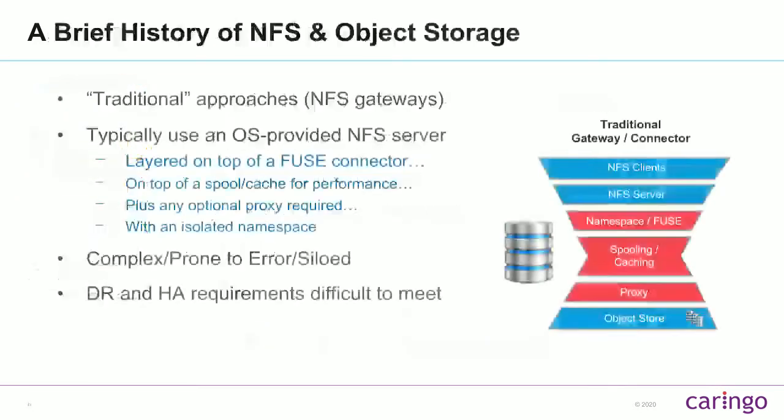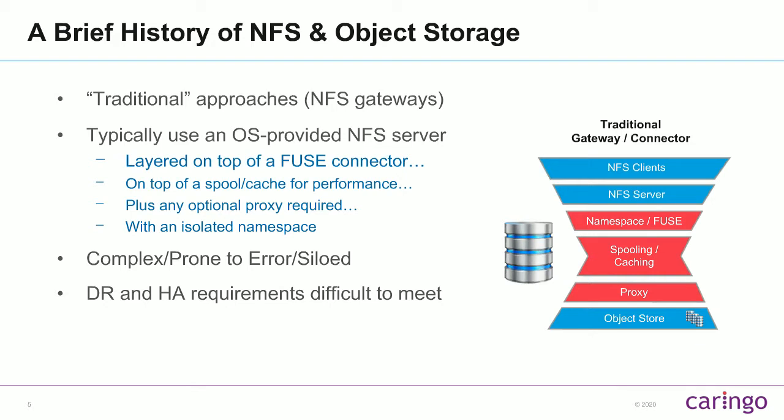Thanks, John. All right, so we'll go through a brief history of NFS and object storage. What you'll typically find with the NFS gateways over object storage is a heavy top-down approach. You start with your NFS server on top of a fuse connector, and that's sitting on top of a spooler or cache, which then goes through a proxy to your storage cluster, and all that operates its own isolated namespace. And as we know, because as a company, we've built this setup 3 different times, it becomes a complex system that's hard to scale and makes HA really difficult.